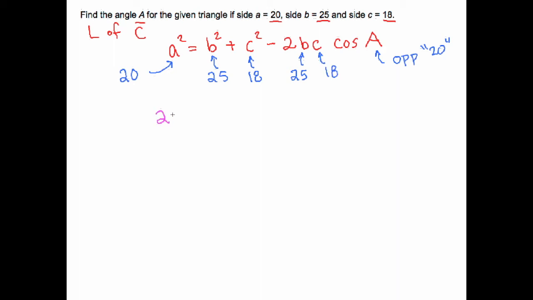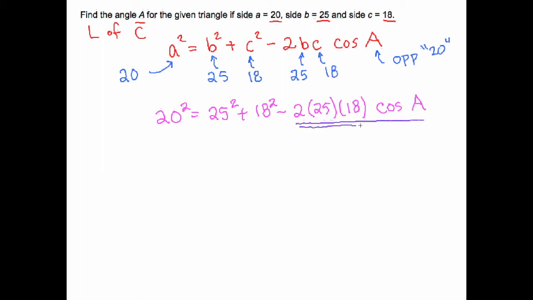We know we have 20 squared is equal to 25 squared plus 18 squared minus 2 times 25 times 18 times the cosine of A, and the cosine of A is what we're looking for. So I want to isolate the cosine term. I'm going to first start by trying to isolate this term that I'm underlining.